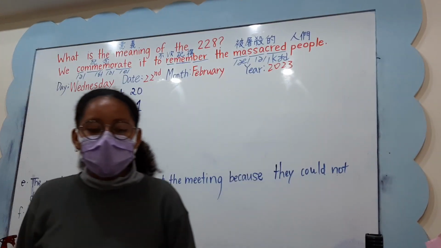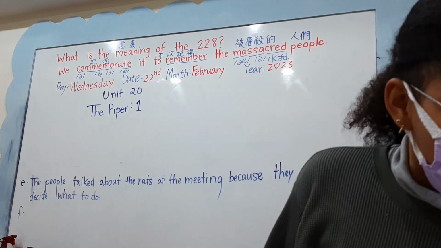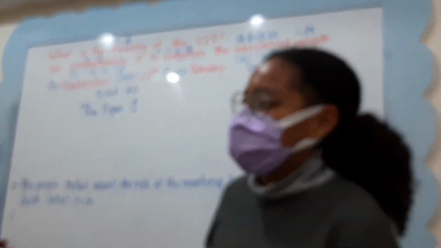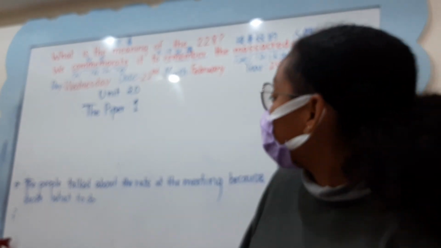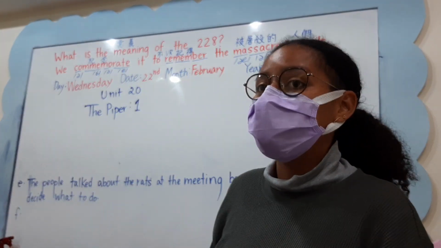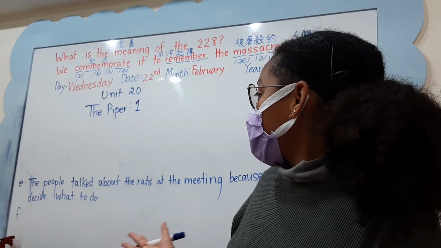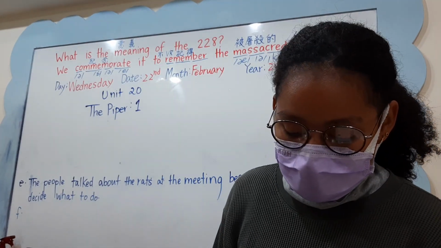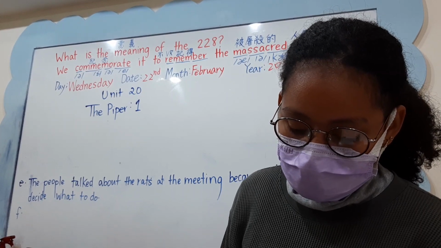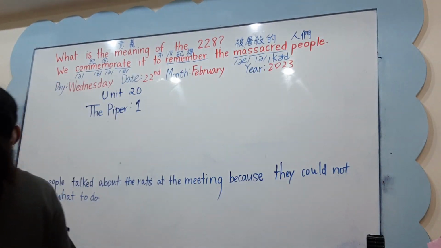Okay, so now let's look at F. What happened when they were talking? So they were in the meeting talking about the rats. They didn't know what to do. And then when they were talking, what happened? Okay. So someone knocked on the door.